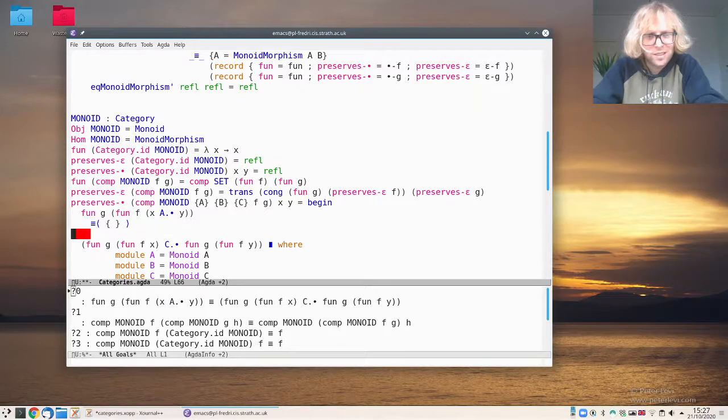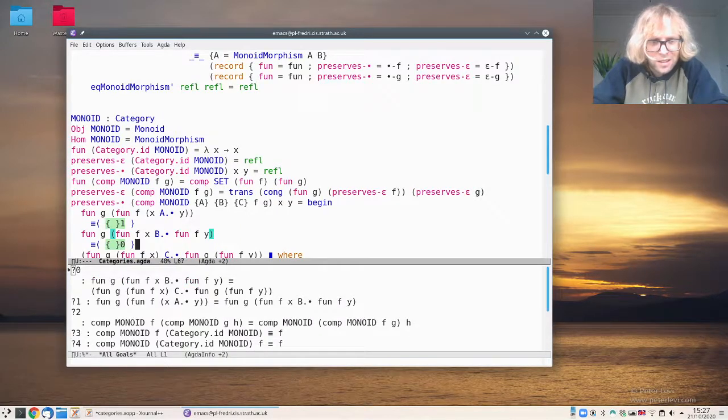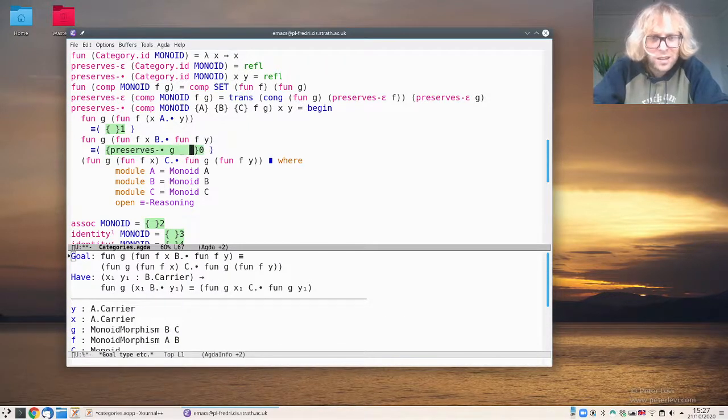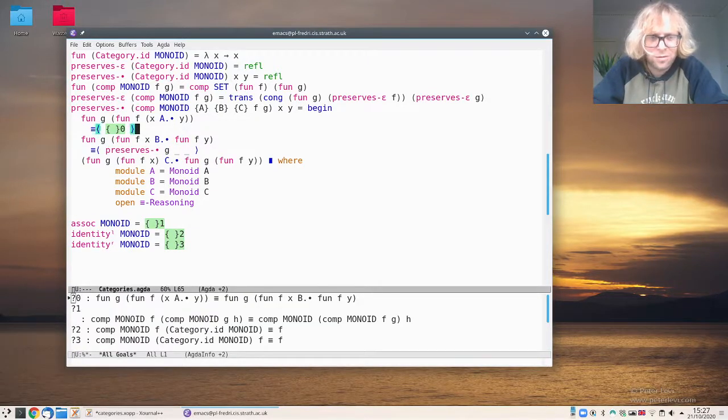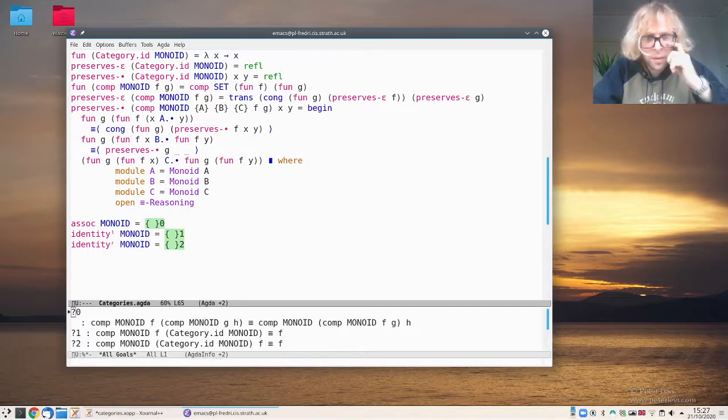So let's see if we can do this. Well, we know that f preserves this multiplication, right? So this should be the same thing as f of x times f of y, I hope. Okay, and then here we see this step is that g preserves this multiplication. Right? So this should just be preserves-mult g of something and something, which Agda can infer for us. And this should be cong of fun g and the fact that f preserves it for x and y. Okay, so we could do that.